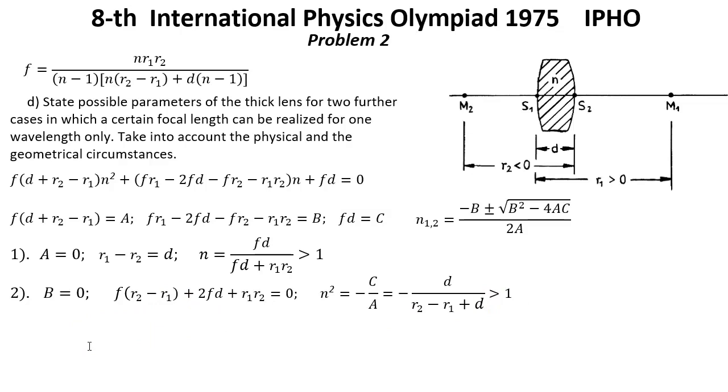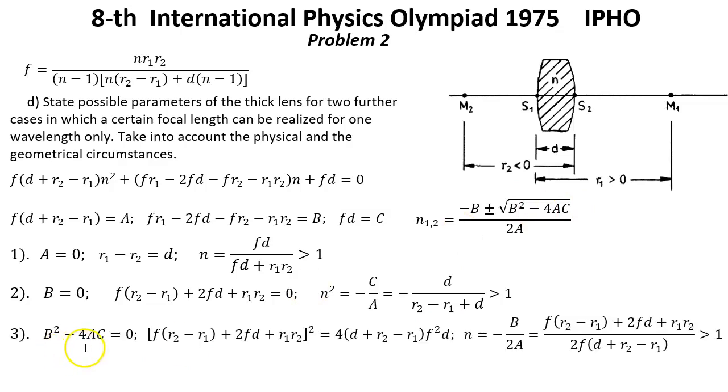And the third solution is when the discriminant equals 0. So that will be B squared minus 4AC equals 0, and we have this expression. In that case, we have two roots, but they are equal to each other, and they are equal to negative B over 2A, which is this expression, and this expression also must be greater than 1. So we did all four questions for problem number 2.